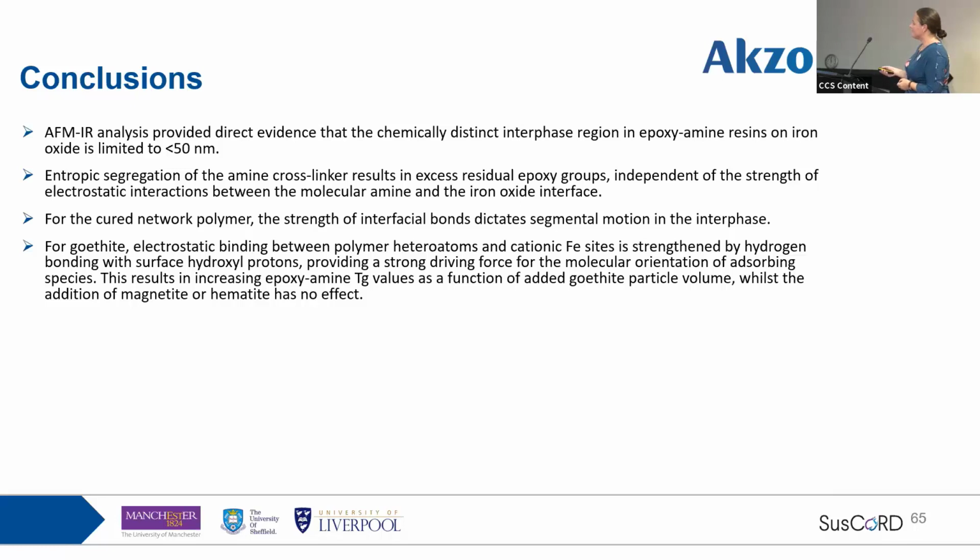In the case of this particular polymer system, and we're now extending this work to other systems, entropic segregation of the amine seems to be the driving force for that chemical gradient at the interface. So we would expect to see a similar chemical gradient for this system with almost any fairly neutral surface, unless it was directly reacting.